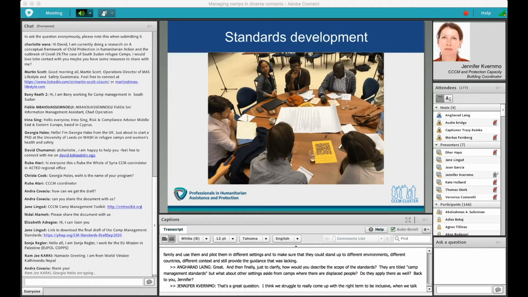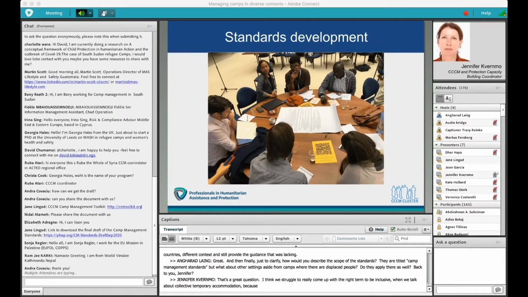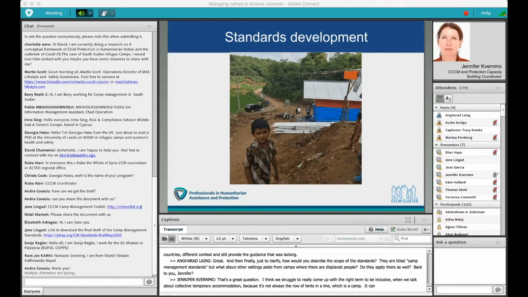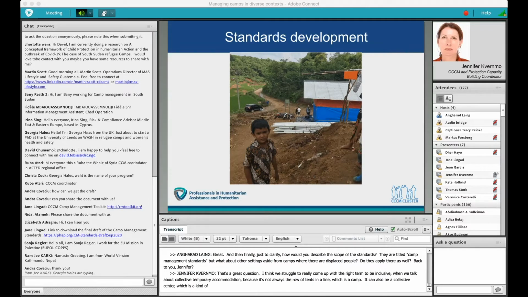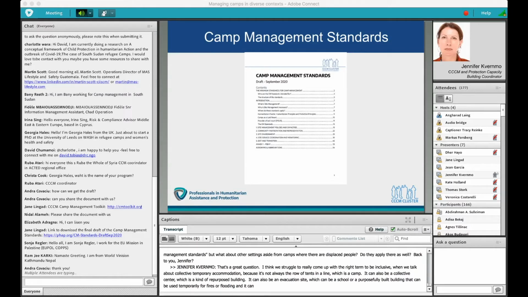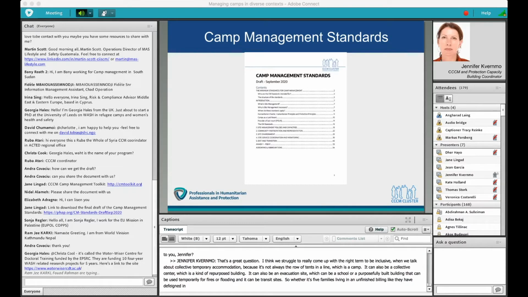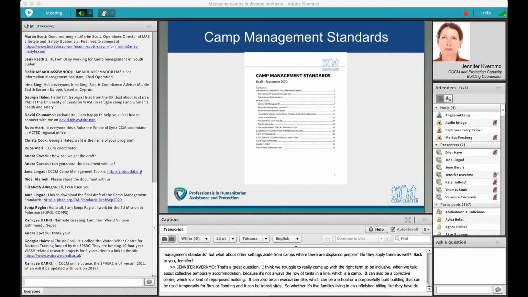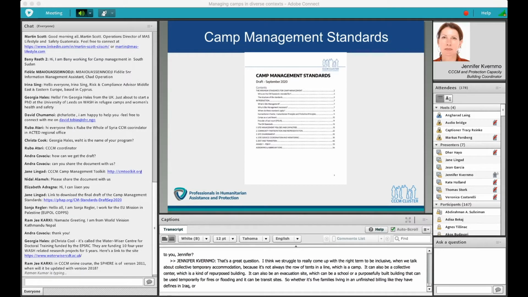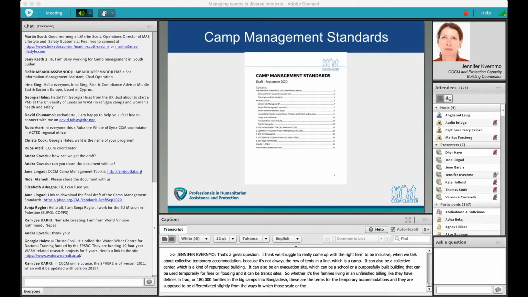collective temporary accommodation, because it's not always a row of tents in a line, which is a camp. It can also be a collective center, which is a kind of repurposed building. It can also be an evacuation site, which can be a school or a purposely built building that can be used temporarily for fires or floodings, and it can be transit sites. So whether it's 5 families living in an unfinished building like they've defined in Iraq, or it's 180,000 families like in the big mega camp in Bangladesh, these are standards for all of those different temporary accommodations, and they're supposed to be differentiated slightly from the ways in which the scale or the scope would be needed to be able to expand those services to all the different diversity of typologies.